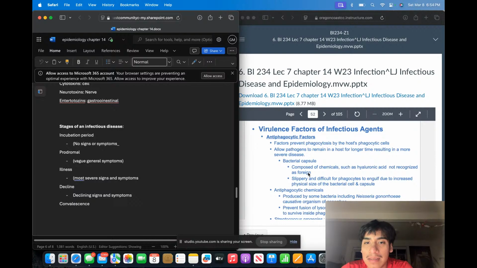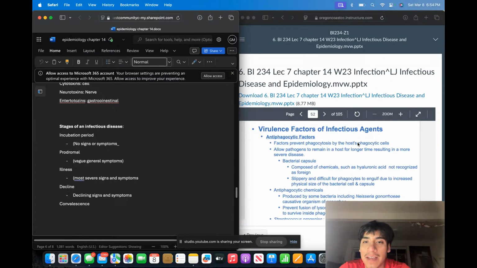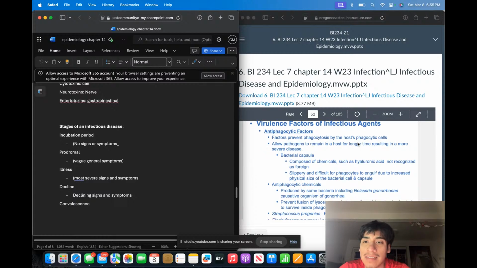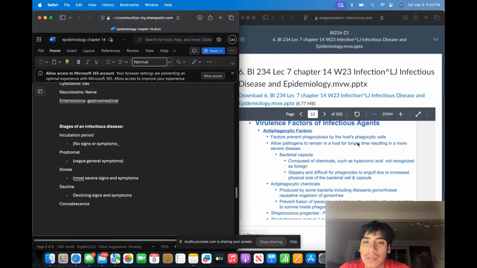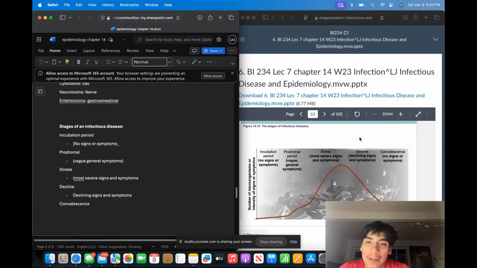Antiphagocytic factors prevent phagocytosis by the host phagocytic cells. I'm back onto the slides now. This allows the pathogen to remain in the host for a longer time, resulting in more severe disease. That's why it's a virulence factor.